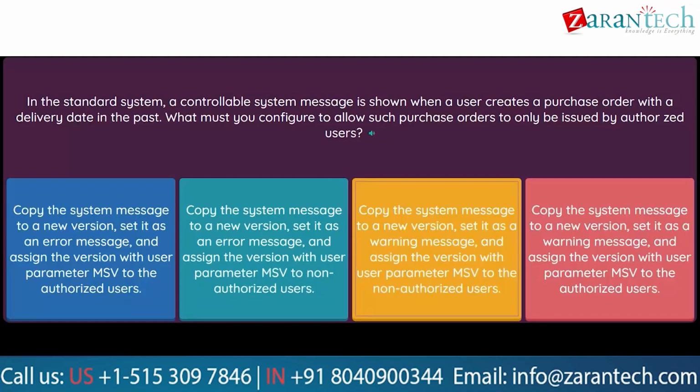Option 3: copy the system message to a new version, set it as a warning message, and assign the version with user parameter MSV to the non-authorized users. Option 4: copy the system message to a new version, set it as a warning message, and assign the version with user parameter MSV to the authorized users.